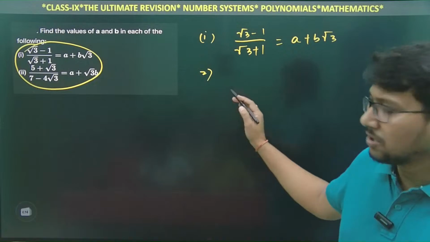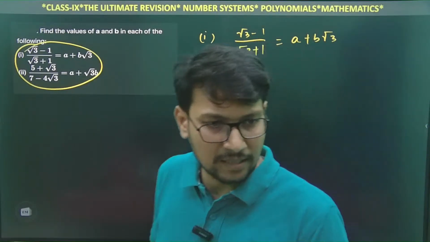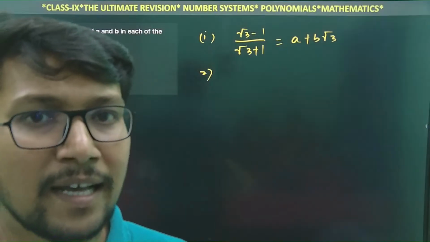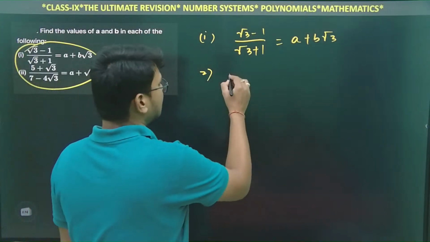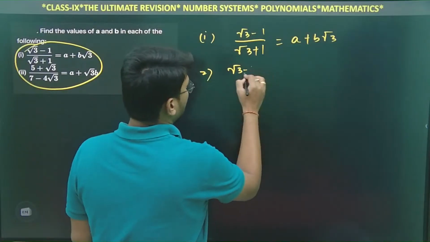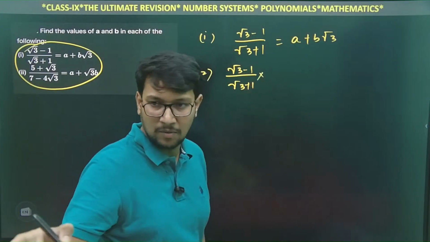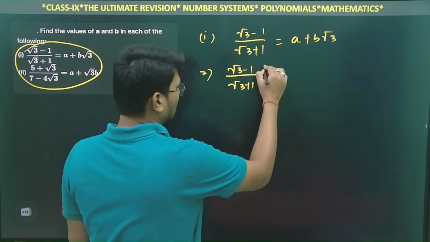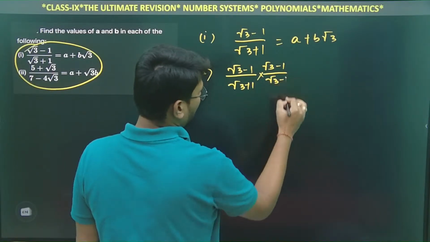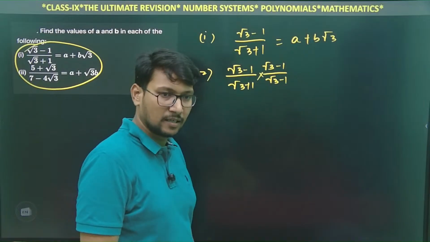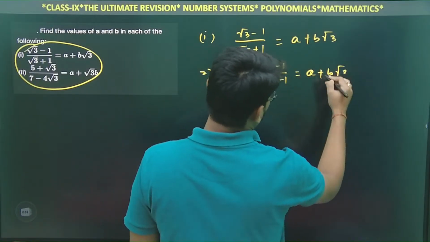It is given, so you have to rationalize this. Why? Because an irrational denominator is given. You have to find a rational denominator. So how? By rationalizing: (√3 − 1)/(√3 + 1) multiplied by (√3 − 1)/(√3 − 1). Is that clear? So that equals a + b√3.